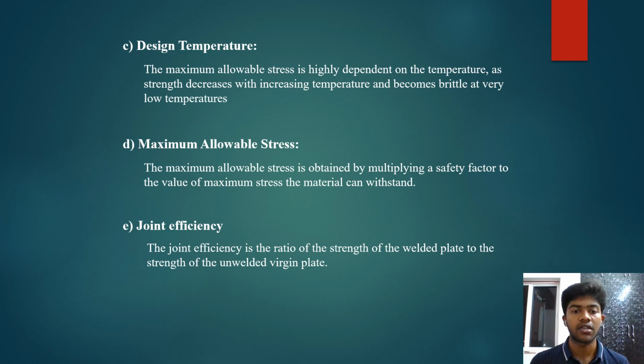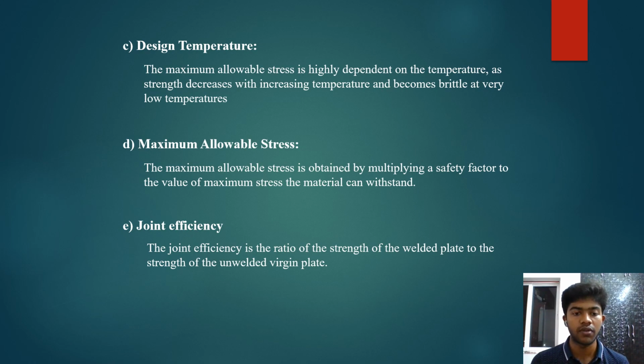So the next factor is the maximum allowable stress. The maximum allowable stress is obtained by multiplying a safety factor with the maximum value of stress the material can withstand. There will be a range of stresses which can vary at certain points inside a pressure vessel. When multiplied with the safety factor, we get the maximum allowable stress the pressure vessel can withstand. So it's also an important factor for designing the pressure vessel.